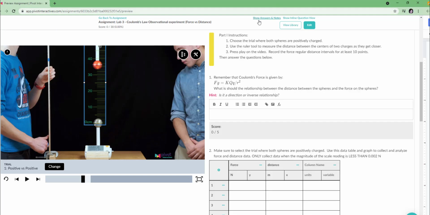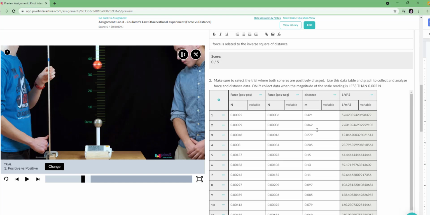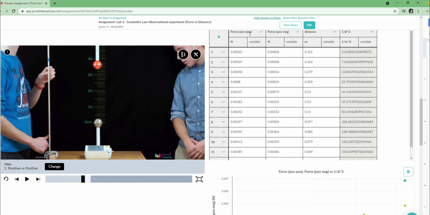Your data chart is going to start with a force column, and forces can be measured in newtons, and so you'll record your force values in that column for every distance. And since the ruler is in centimeters, in this case it was 34 centimeters, I would have recorded 0.34 meters. So I'll have a distance column measured in meters that corresponds with the resulting force at that distance.